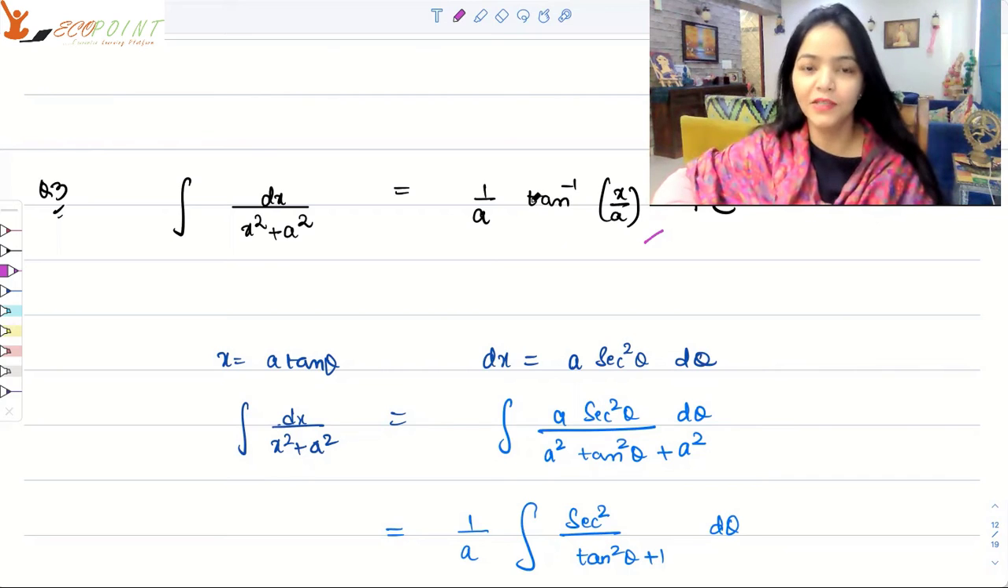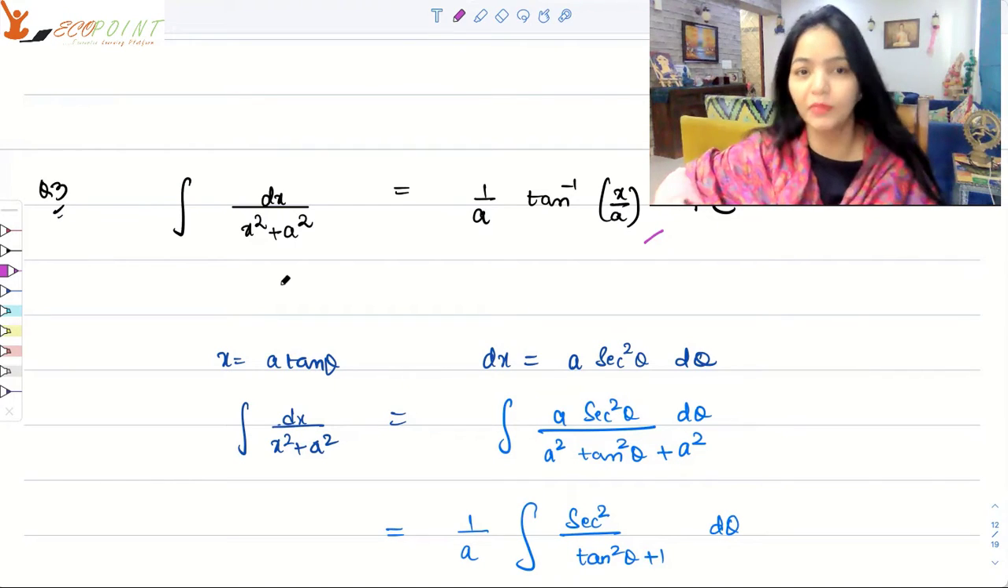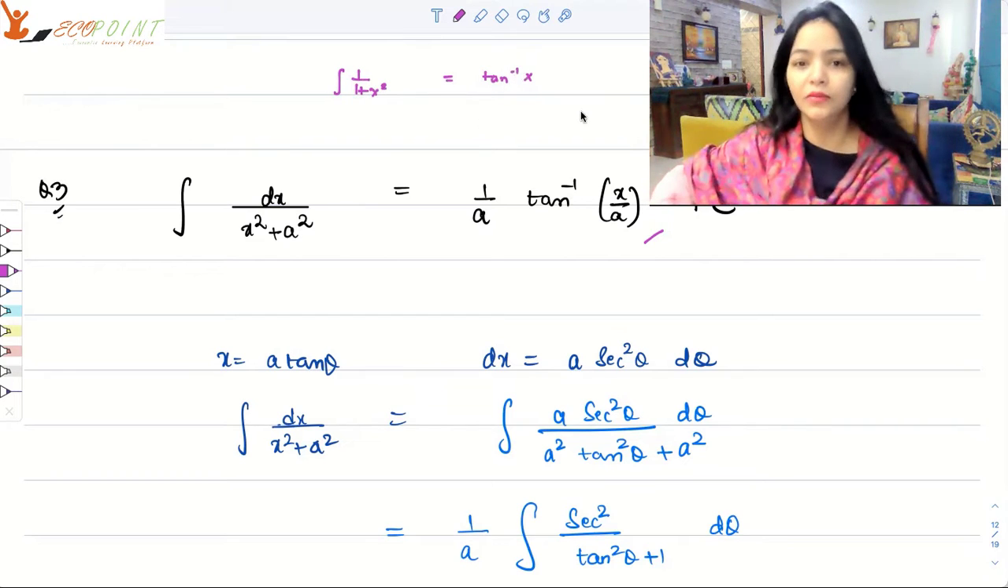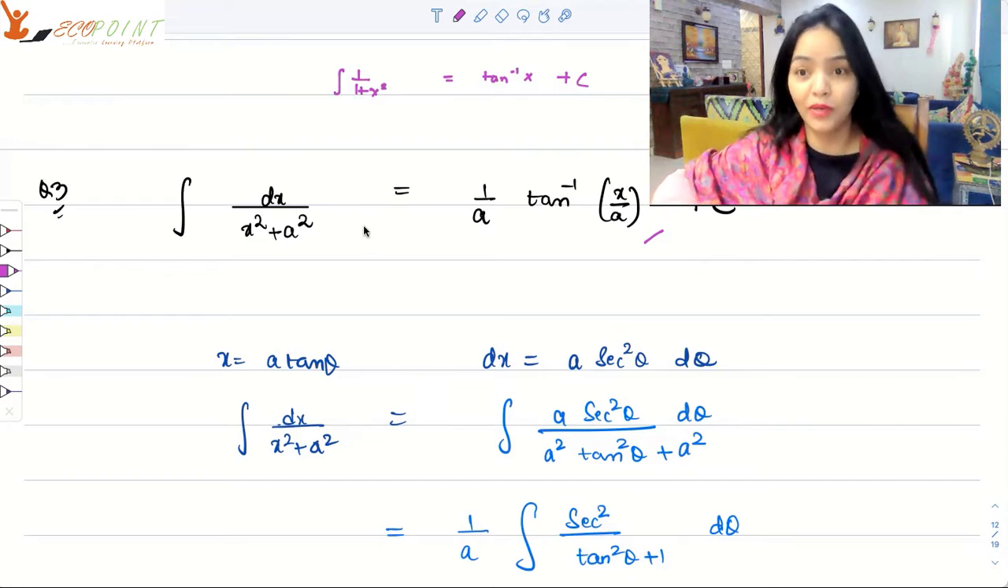Hi friends, let's work on some more special cases today. If we have to find the integral of dx upon x squared plus a squared, it turns out to be 1 upon a tan inverse x by a. How does that happen? We know that the integral of 1 upon 1 plus x squared is equal to tan inverse x plus c.